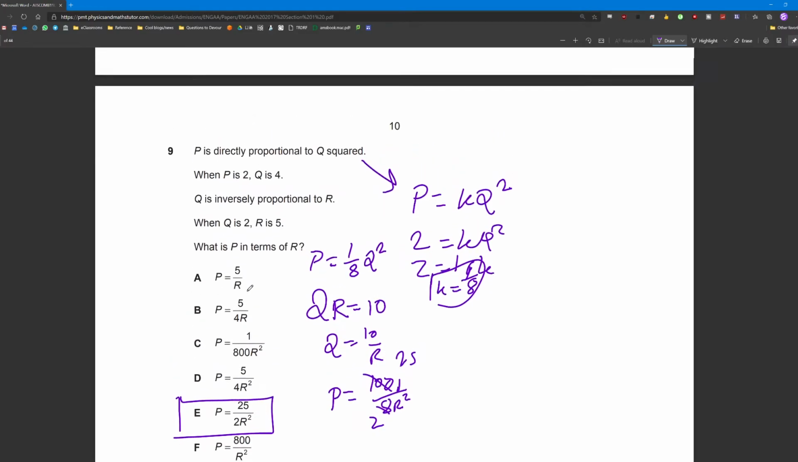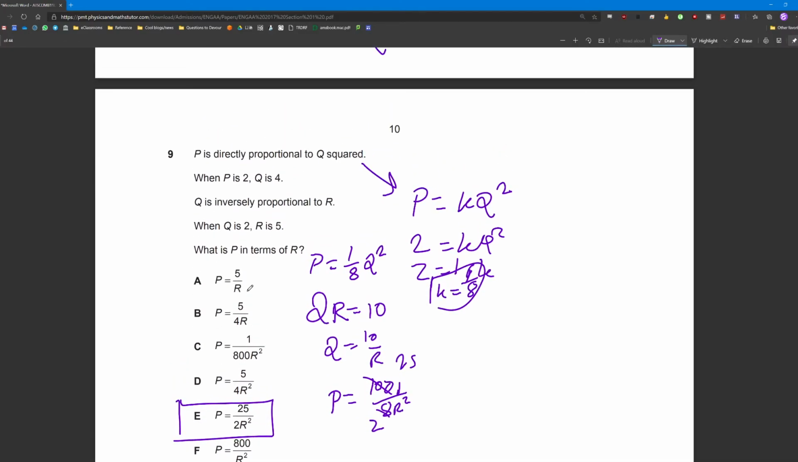So, how did we think about this? Well, for the inversely proportional statement, I recommend that instead of thinking about it in the sense that Q is equal to K times 1 over R and working out K, you try and think about it in terms of QR is equal to K. And that K will be obvious when you realize you just need to multiply Q by R.